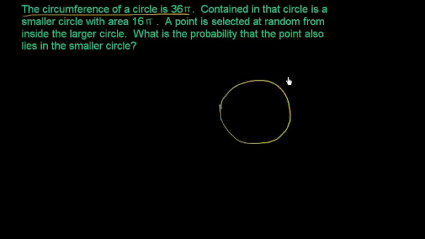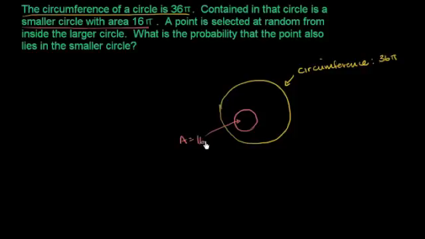And the circumference, we have to be careful here. They're giving us, interesting, so the circumference is 36 pi. Then they tell us that contained in that circle is a smaller circle with area 16 pi. So inside the bigger circle, we have a smaller circle that has an area of 16 pi. A point is selected at random from inside the larger circle. So we're going to randomly select some point in this larger circle. What is the probability that the point also lies in this smaller circle?